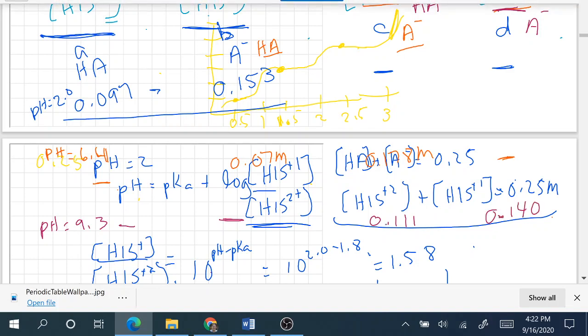If you want to do the calculation for every species at every pH, you can certainly do that, and the way to do that is shown in your study guide, but I've chosen just to calculate the concentration of the major species at each of the pHs given.